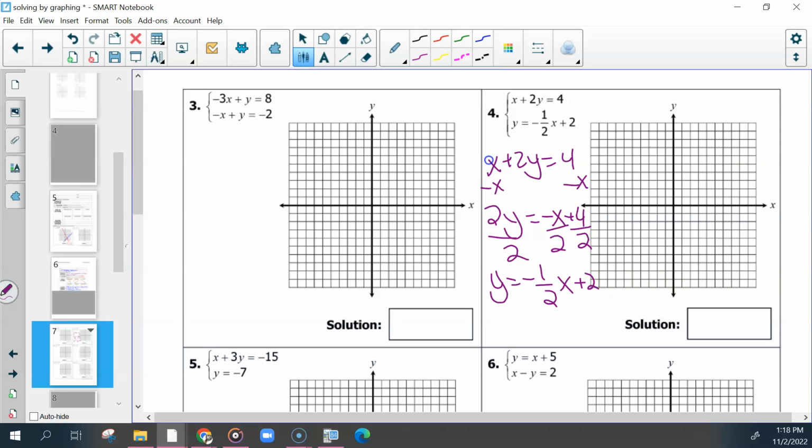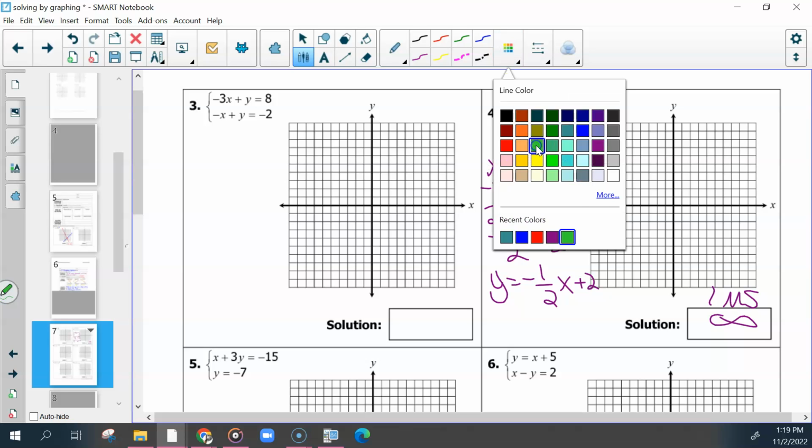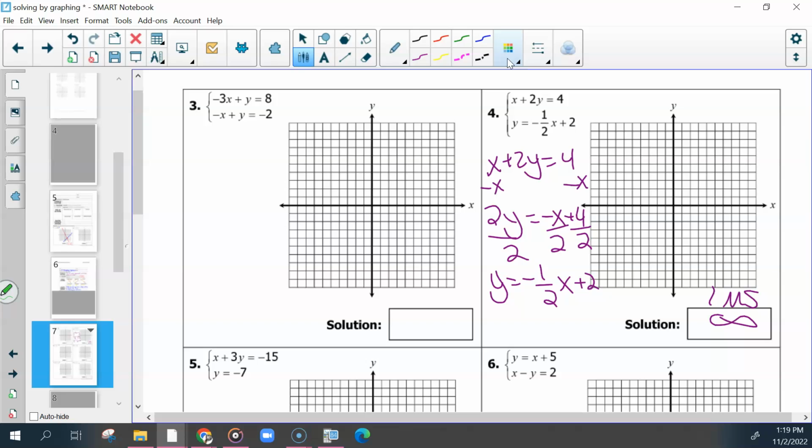So that means without even graphing this, because they are the same line, I know this is going to be infinitely many solutions, or IMS, either or. Even if you find the solution, you still have to graph it, because it is solving by graphing. You don't, however, have to draw both lines. So I would say draw one, and then I'll show you how you can say that you drew both.